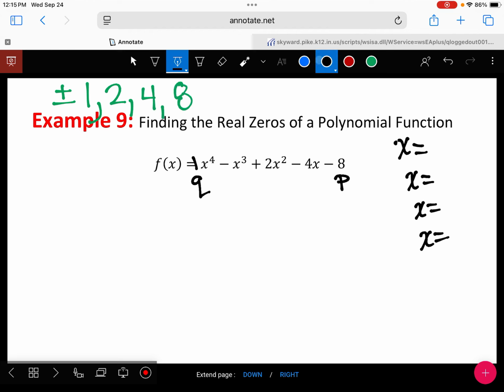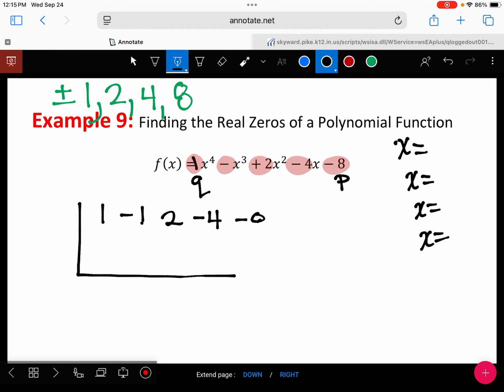So let's go ahead and start. Make your L. You have to pay attention to the sign. So this would be a +1, -1, +2, -4, -8. They do matter. So second period, I had a few people who did not get the zeros, and it was because they did not pay attention to the sign. So let's go ahead and test 1.